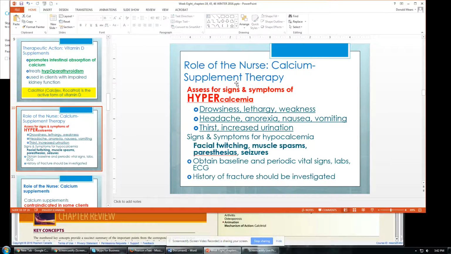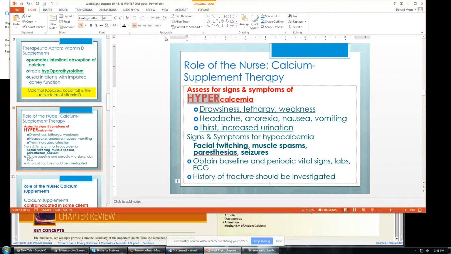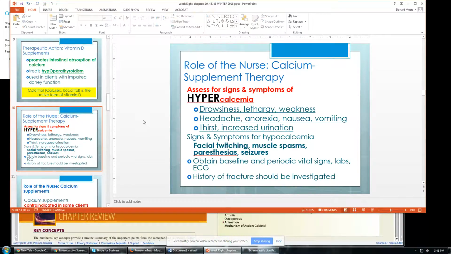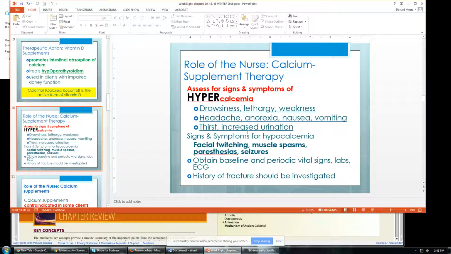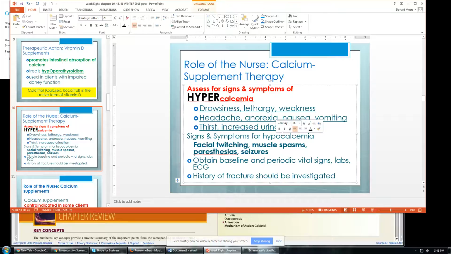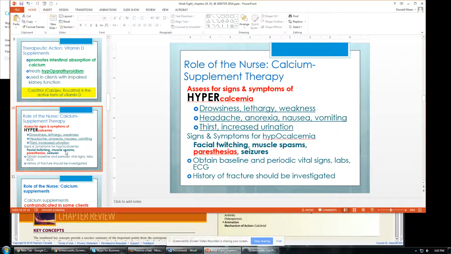The role of the nurse, after you graduate, with calcium supplements, watch out. Can't stress it enough. Once you start giving them calcium, now you have to watch out for hypercalcemia. Here, just like in the book: drowsiness, lethargy, weakness. We're just kind of giving it to you twice. So make sure that you're watching out for hypocalcemia. That's muscle spasms, seizures, paresthesias. I hope you look up that word and find out what it means.